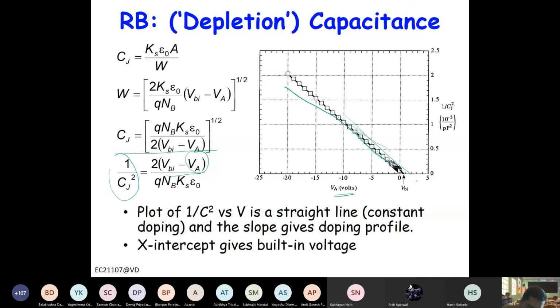Now, if you differentiate 1 by Cj square by dV, what will you get? You will get this coefficient 2 by q N epsilon, right? So this slope is inversely proportional to the doping. Those other things are constant, right? So from the slope, you can get the doping concentration. So intercept and slope will give you the built-in potential and the doping.